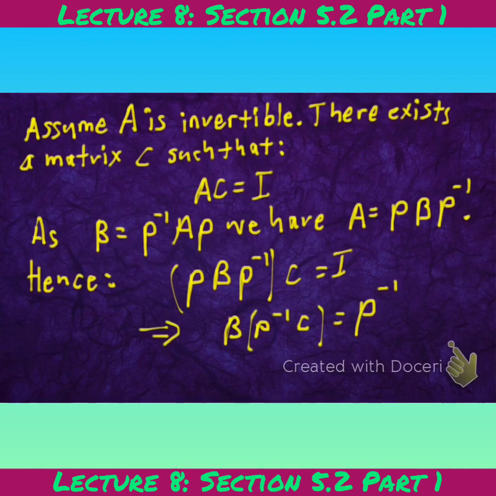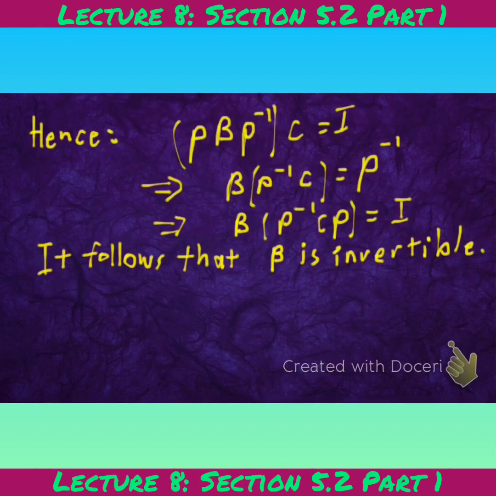And from that, it follows that, multiplying on both sides on the left-hand side with P's inverse, you multiply there with P's inverse, you multiply there with P's inverse, we obtain the next expression. And from that we obtain that P inverse CP is equal to the identity matrix. So it follows that B is invertible, and B is invertible because this is B's inverse.